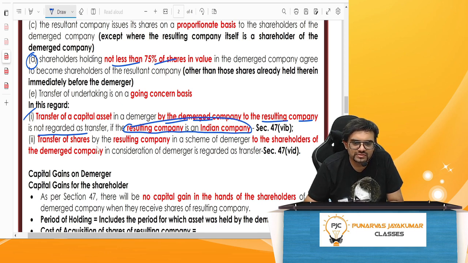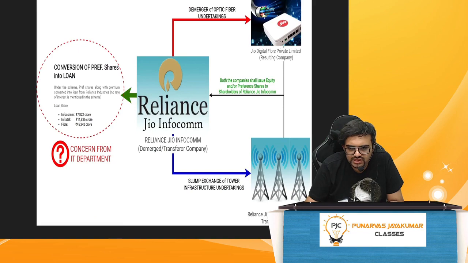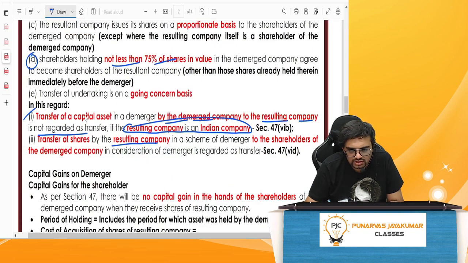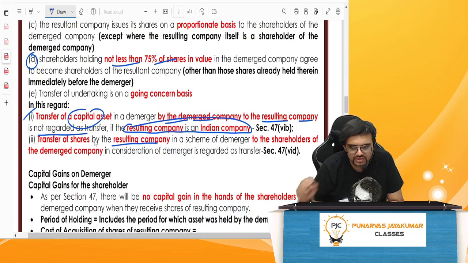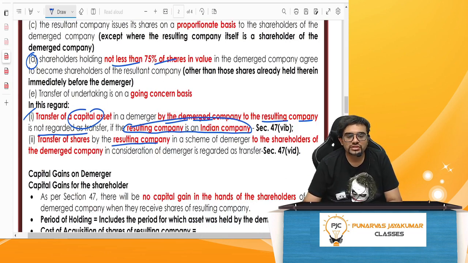Similarly, transfer of shares by the resulting company. In this example here, this is the resulting company. Transfer of shares here, transfer of a capital asset. All the assets were transferred here. This is not a transfer. Similarly, this is not a transfer. Jio Digital Fiber Private Limited issuing shares to Reliance Jio Infocom is not a transfer. Practically, I am teaching you.